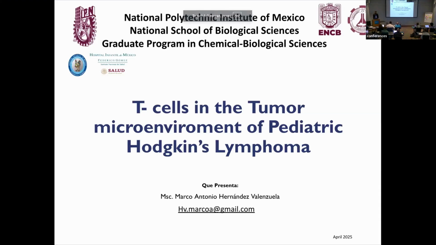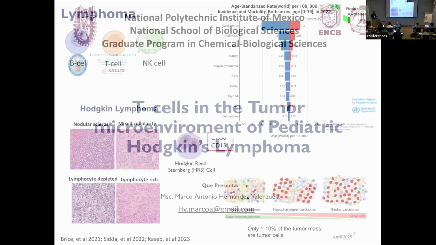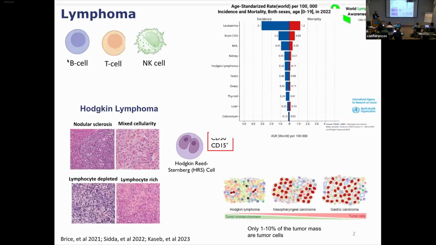Okay, so good afternoon, everyone. I'm Marco Antonio Hernandez Valenzuela, a PhD student at the National Polytechnic Institute of Mexico. Today I will talk a little about my research on T cells in the tumor microenvironment of pediatric Hodgkin lymphoma. Lymphoma is a type of cancer that affects B cells, T cells, and natural killer cells. In patients under 19 years old, it is one of the most frequent cancers, with non-Hodgkin lymphoma ranking 3rd and Hodgkin lymphoma 5th.